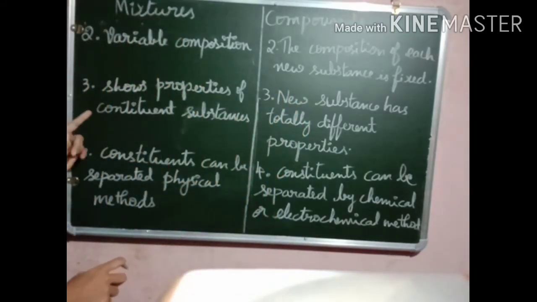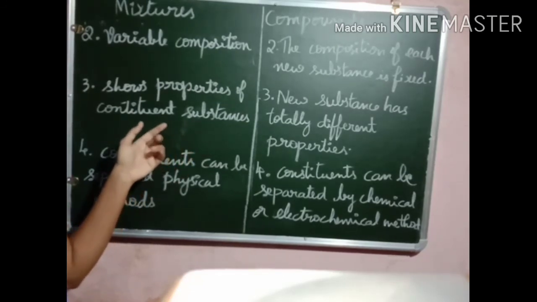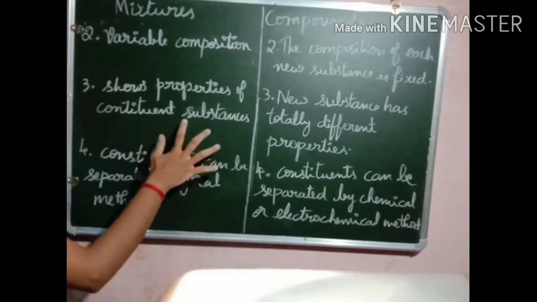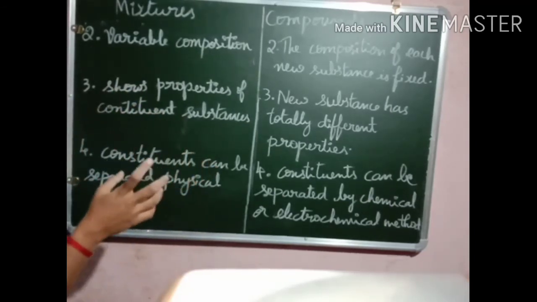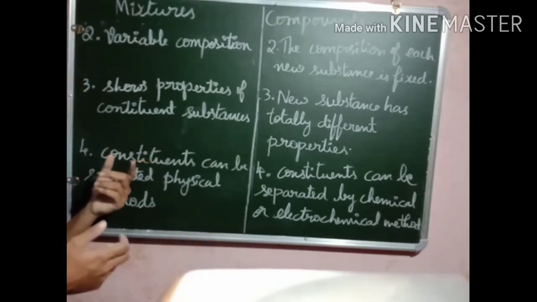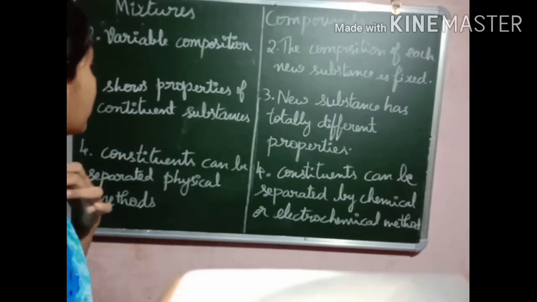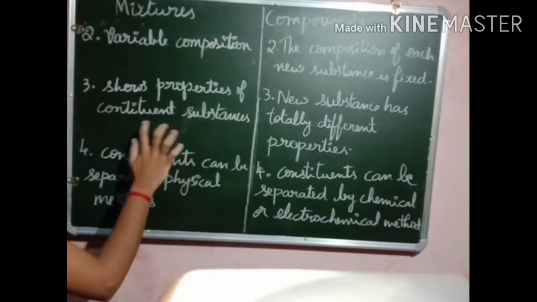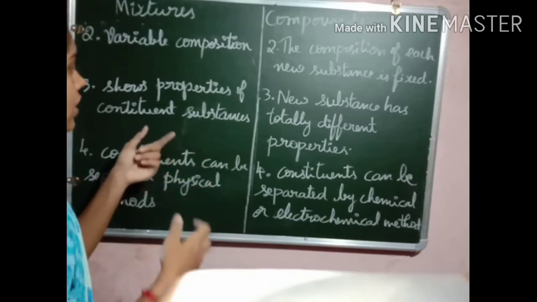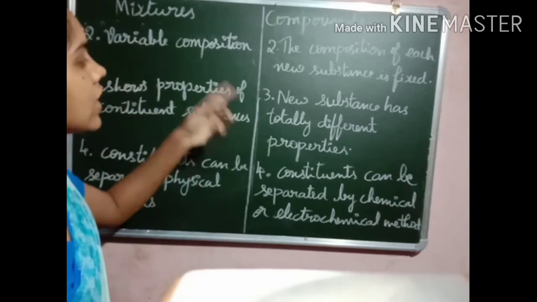The third one: shows properties of constituent substances. When it is a mixture, it shows the properties of all the constituent substances. If you take the example of air or a salt solution, it shows the properties of its constituent substances. You can make out the properties of each constituent in the mixture. That is the property.